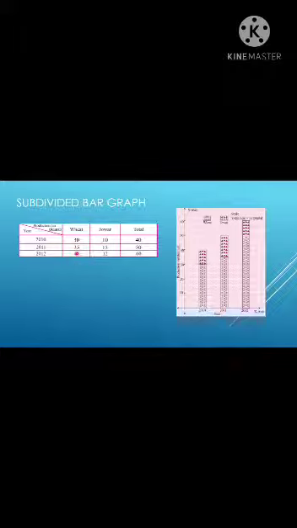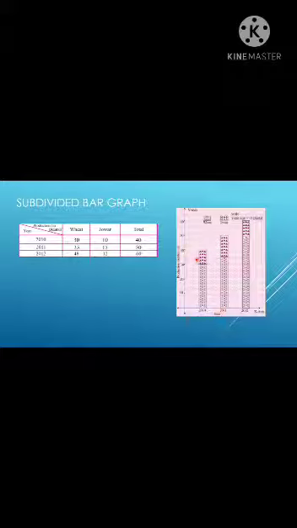Whenever you have to draw the subdivided bar graph, first thing you have to do is find out the total production of wheat and jowar. That is, you have to add 30 plus 10, which is equal to 40, and 35 plus 15 is equal to 50, and 48 plus 12 is equal to 60. So the first thing is find the total production of wheat and jowar in the table. Now this you have to represent on the graph.